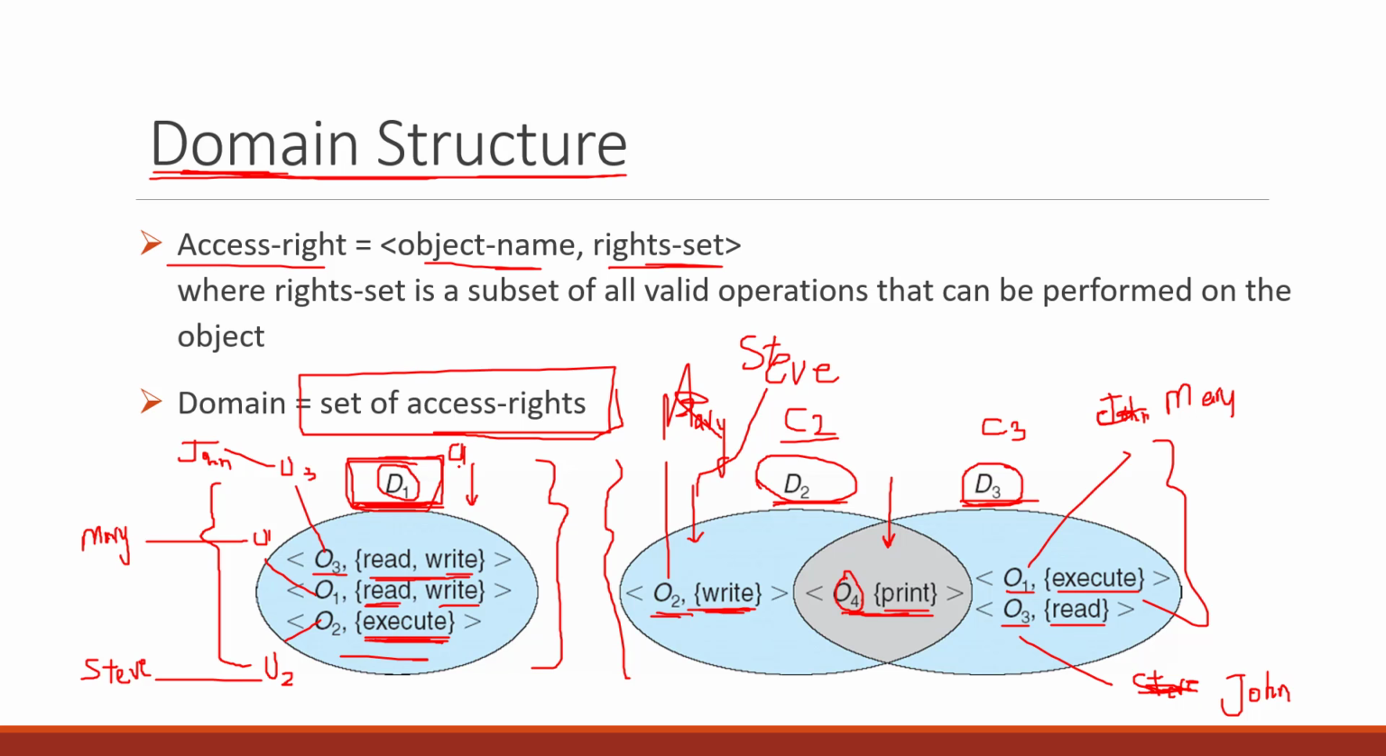execute permissions in computer C1. So John can go and execute any program in computer C1. But John on computer 3 cannot execute programs. It can only read programs. So this is what I actually meant by domain.